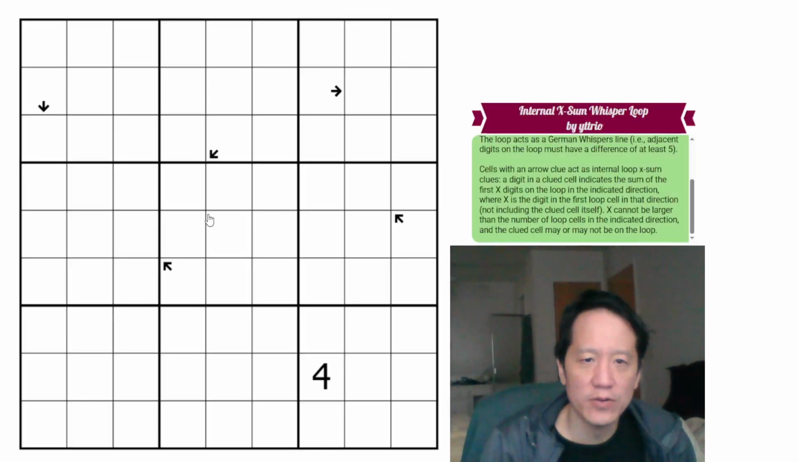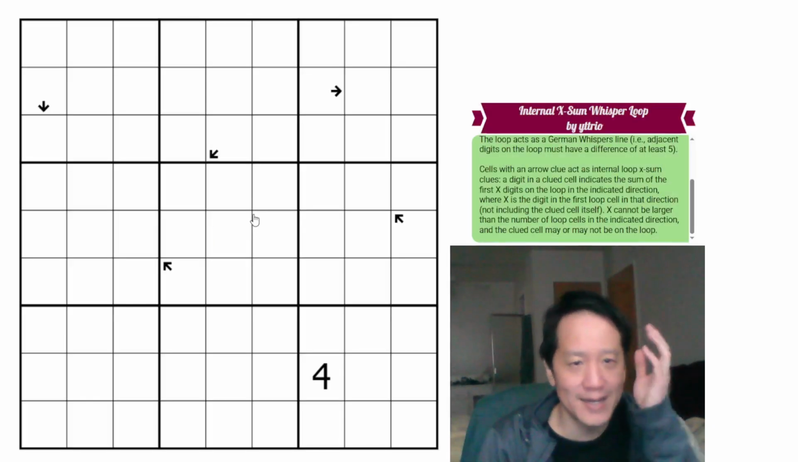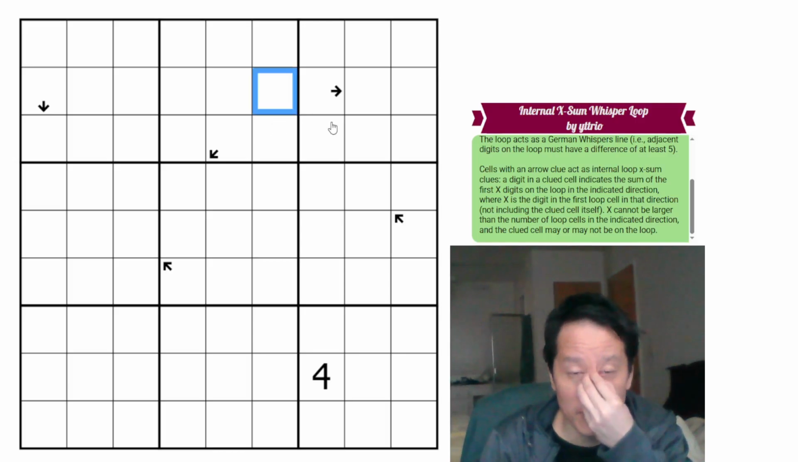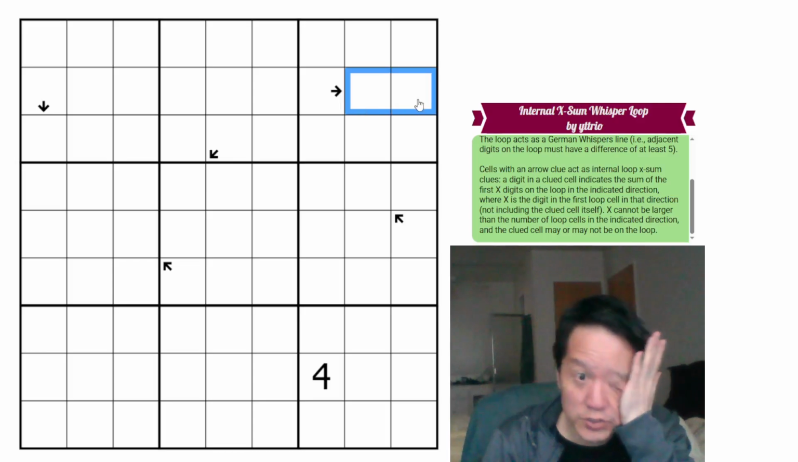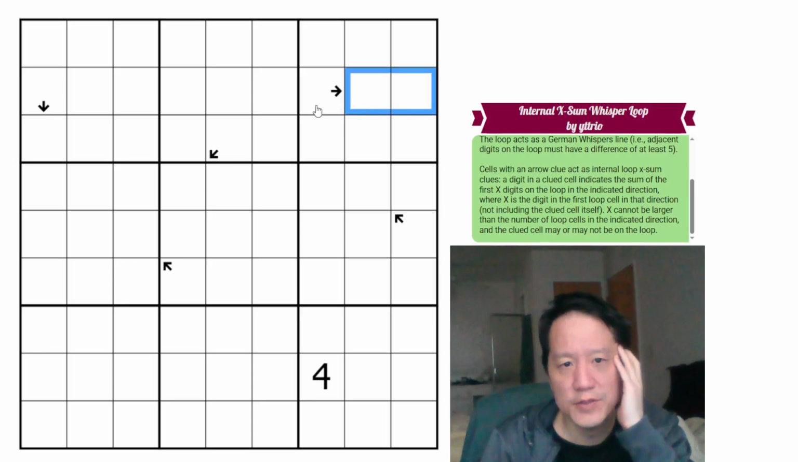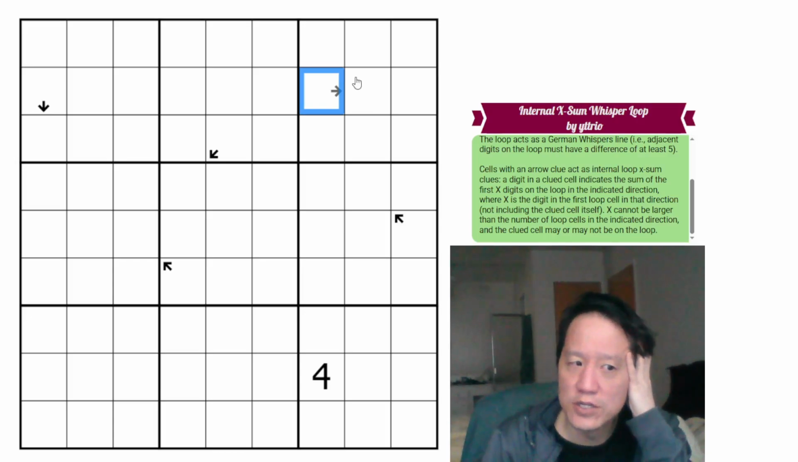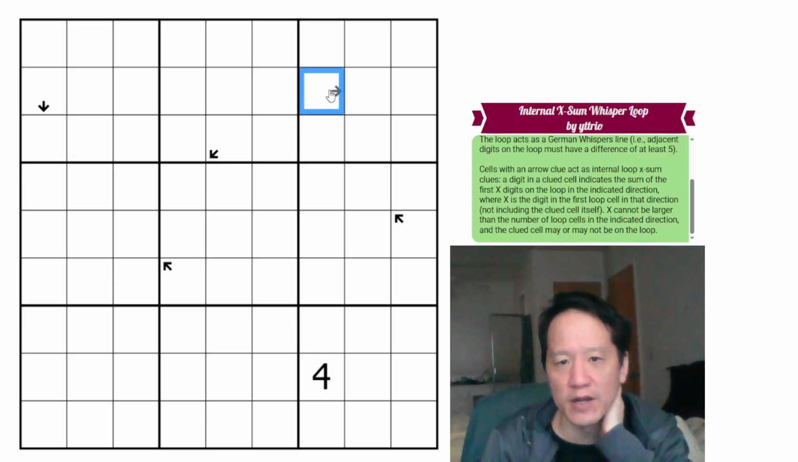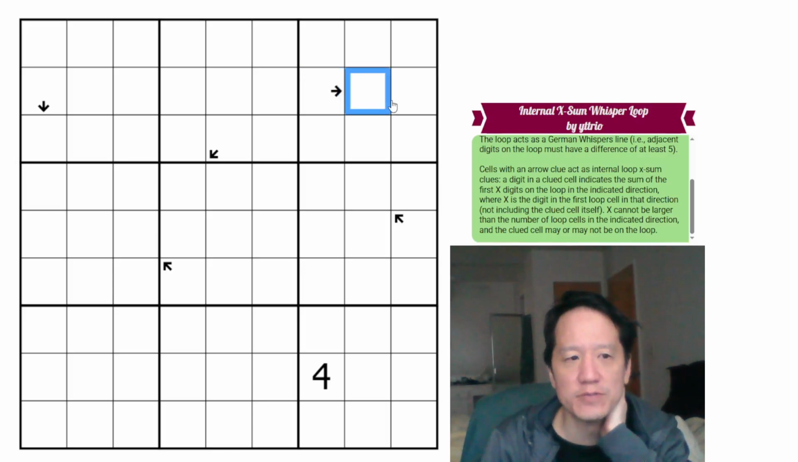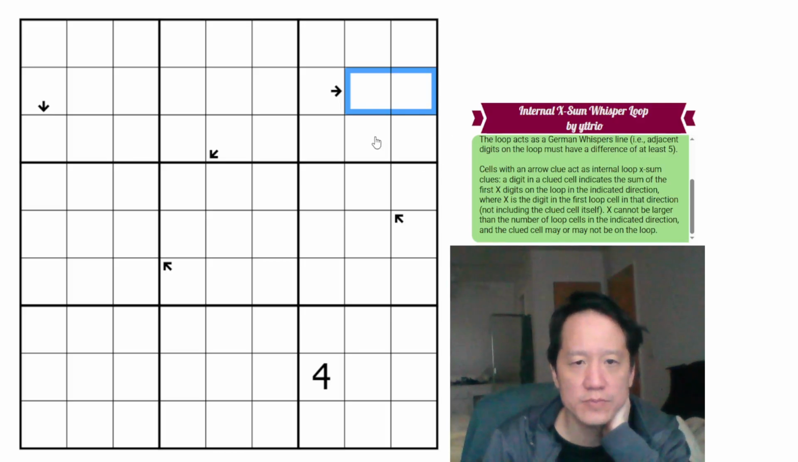Let's go. Okay, so first thing that I see is an arrow here pointing to these 2 cells, right? This has to be different than, essentially... We know this has to be a sum, because it's a digit from 1 through 9. Therefore, it also must be the sum of digits on the loop.